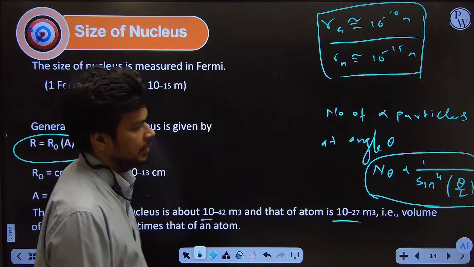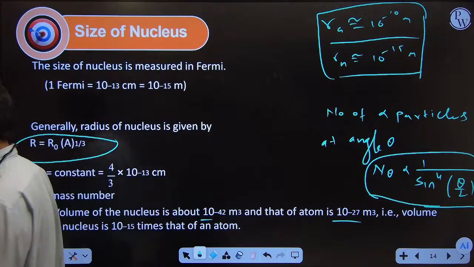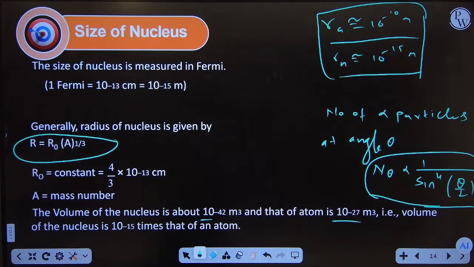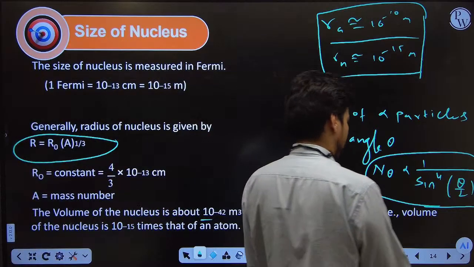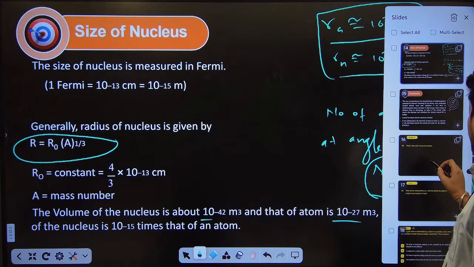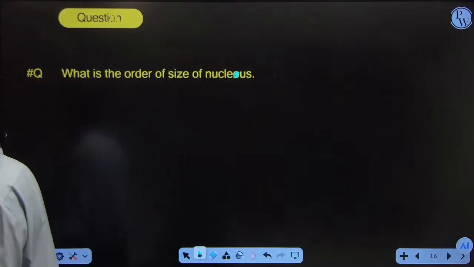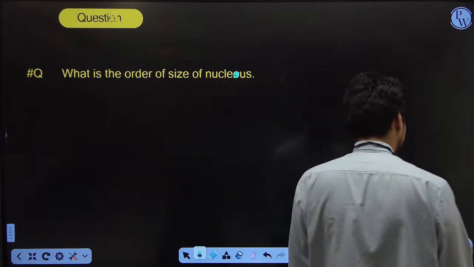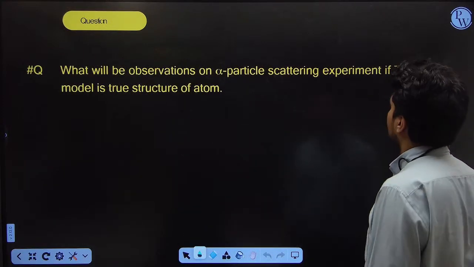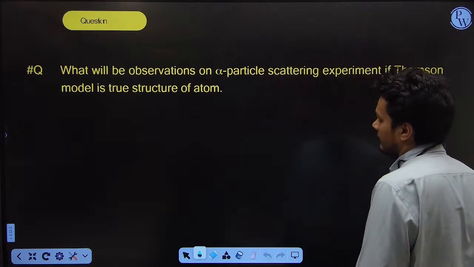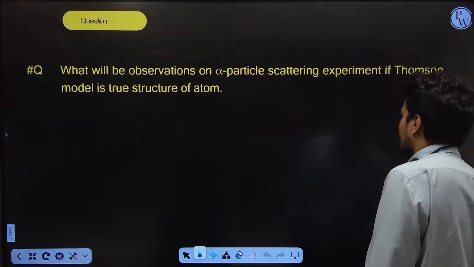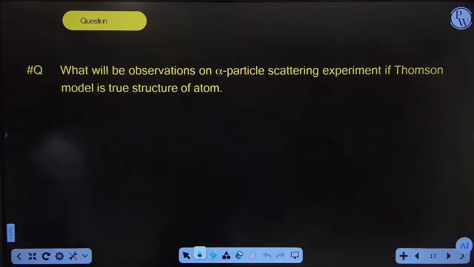See some questions. What is the size of nucleus? 10 to the power minus. What will be the observations on alpha particle scattering experiment if the Thomson model is true?